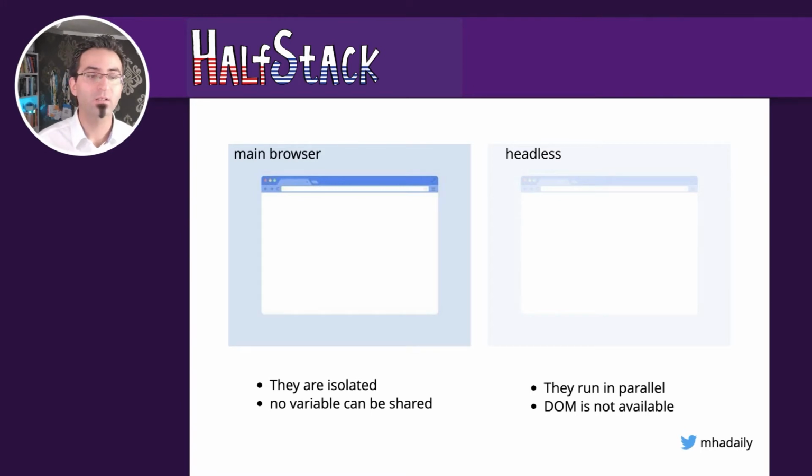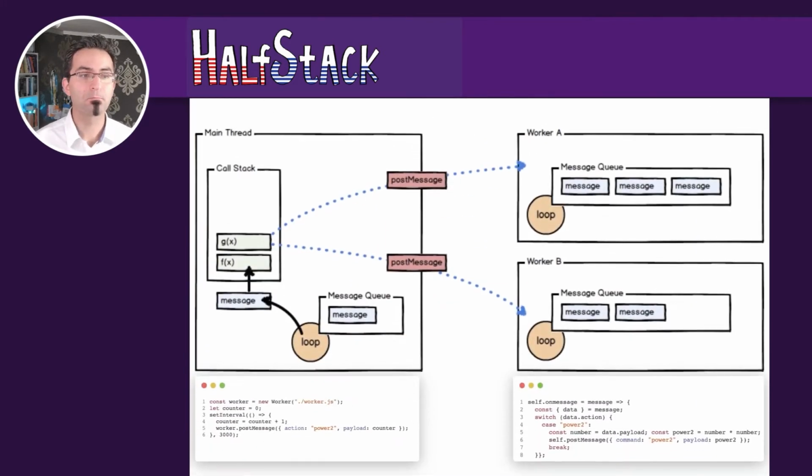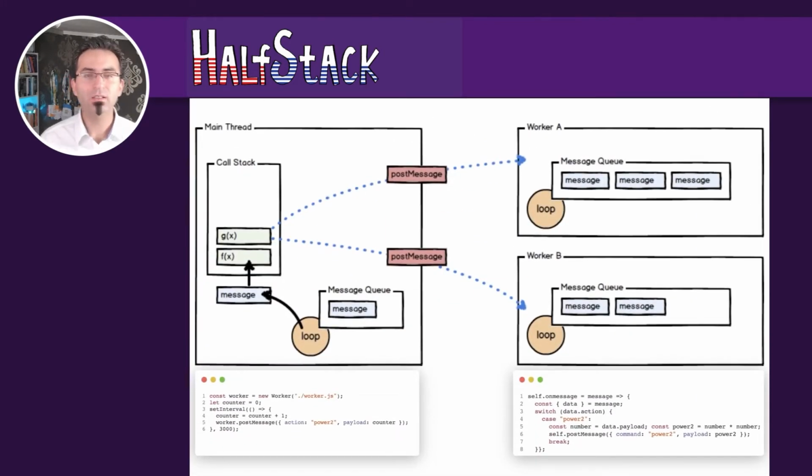It's isolated. There is no variable that we can share. Because it's isolated, of course we don't have access to the DOM. And they can also run in parallel. So if you have several CPU cores, the browser may decide to run it in a different core at the same time. So then we get parallelism, right? So let's quickly look at web workers.